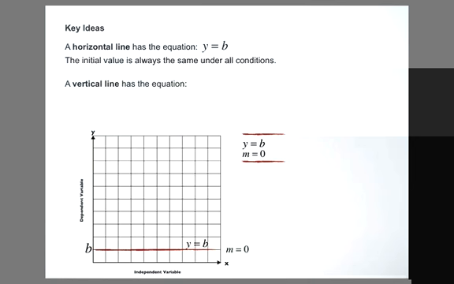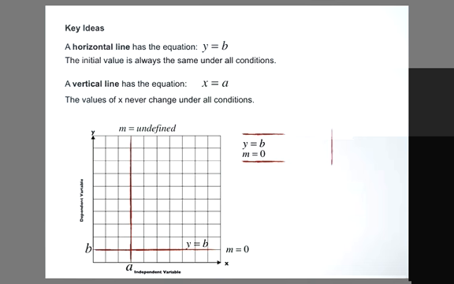A vertical line has the equation x equals a, where the independent variable does not change with the dependent variable. The values of x never change under all conditions. This leads us to a straight line, which intersects the horizontal axis, the x-axis, at the value a. We call it a slope of undefined because there's no run, and when you divide by 0, you end up with a math error, or something that's undefined. So a vertical line has the equation x equals a, and a slope that's undefined.